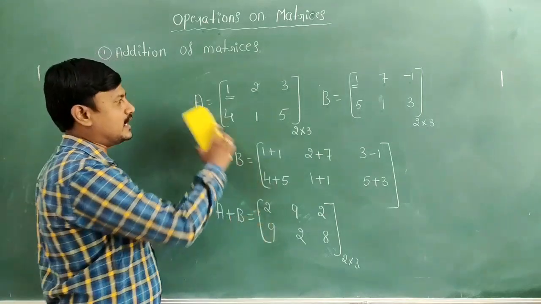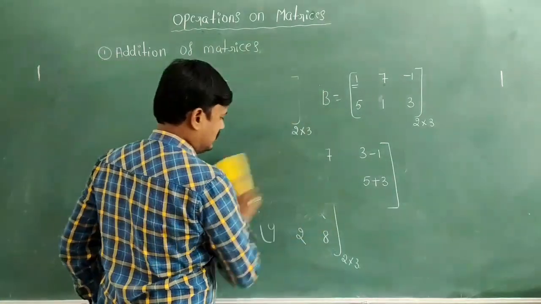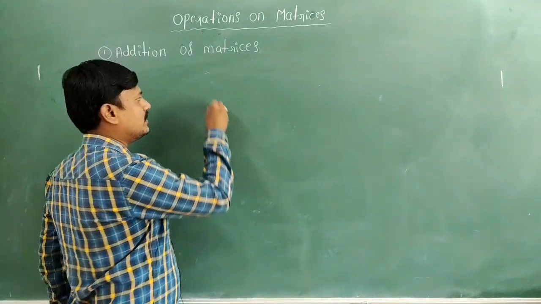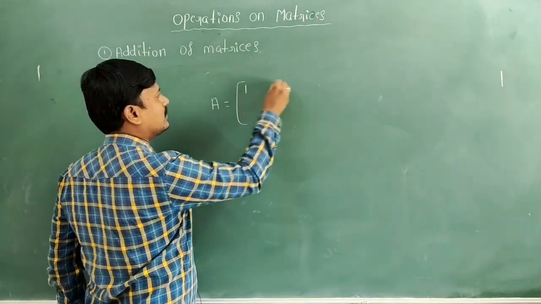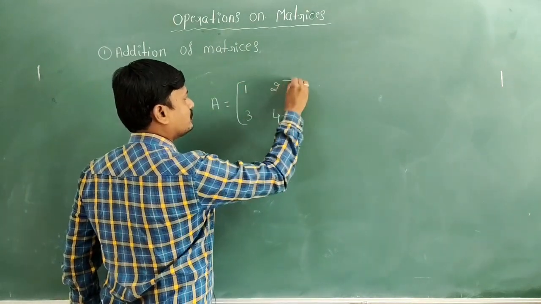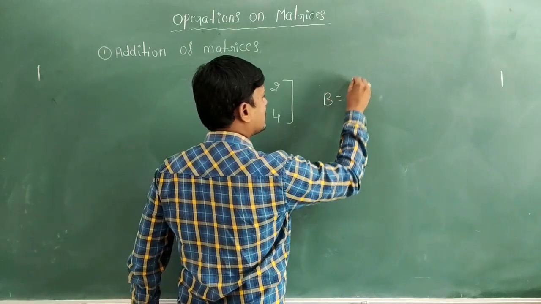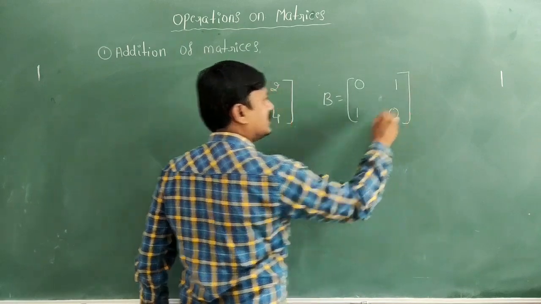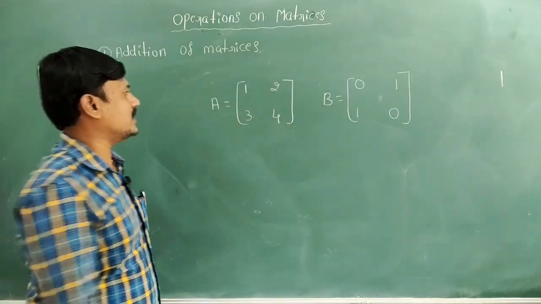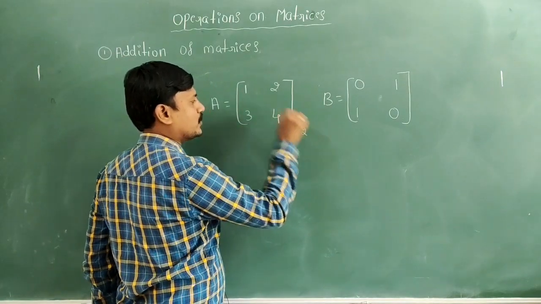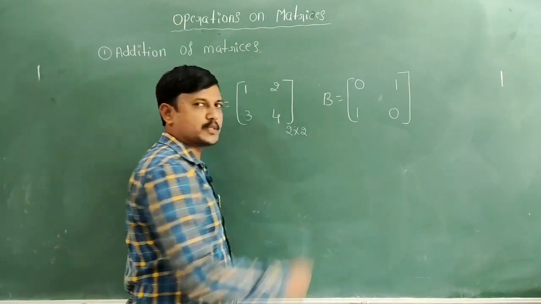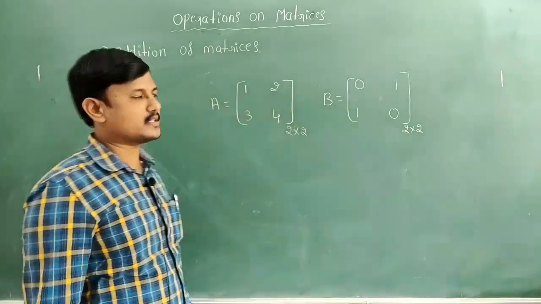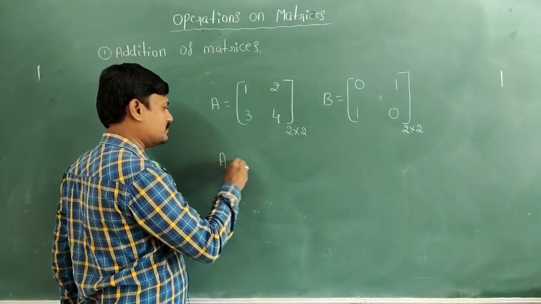Next, consider another example. Matrix A equal to 1, 2, 3, 4. Another matrix B is 0, 1, 1, 0. These are the two matrices. The order of matrix A is 2 cross 2, 2 rows and 2 columns. The order of matrix B is also 2 cross 2. Then the sum of these two matrices is possible.